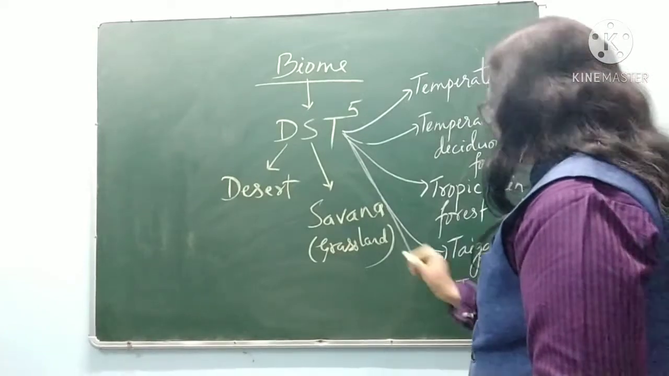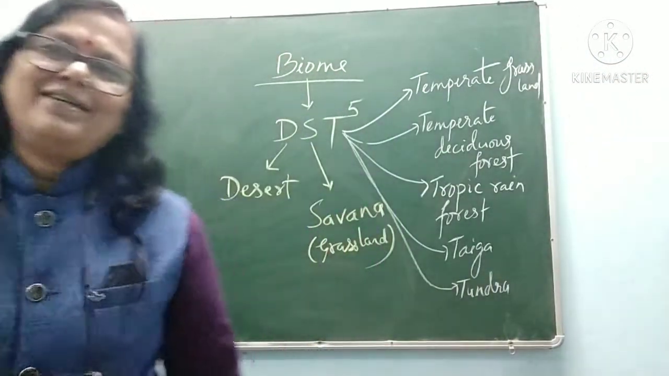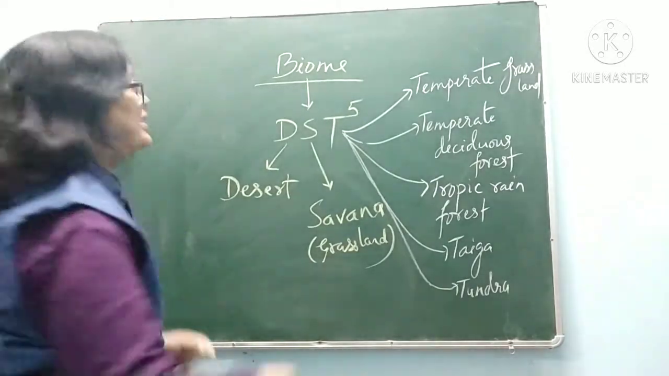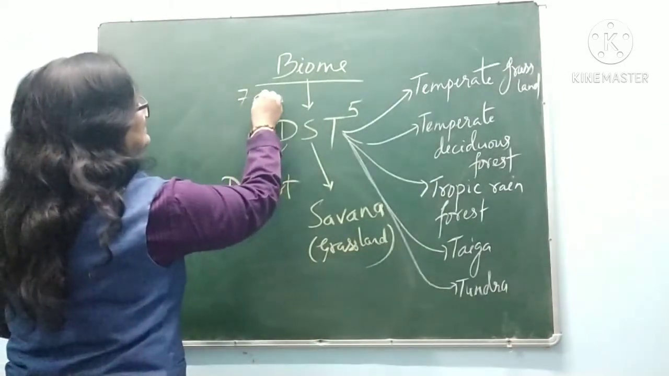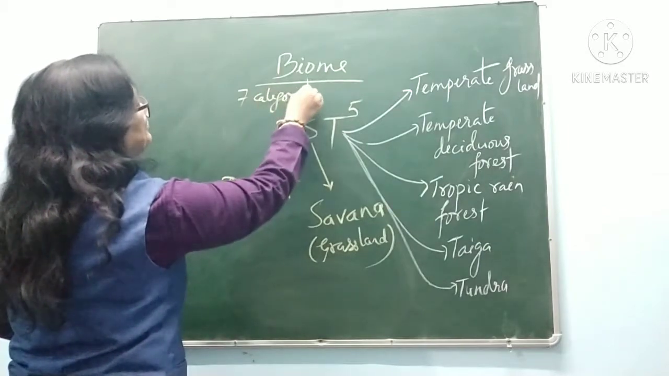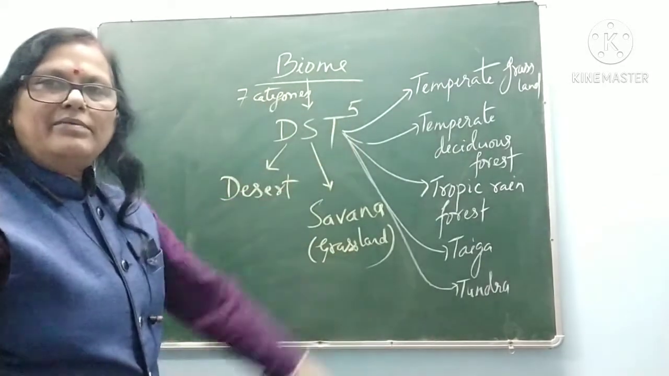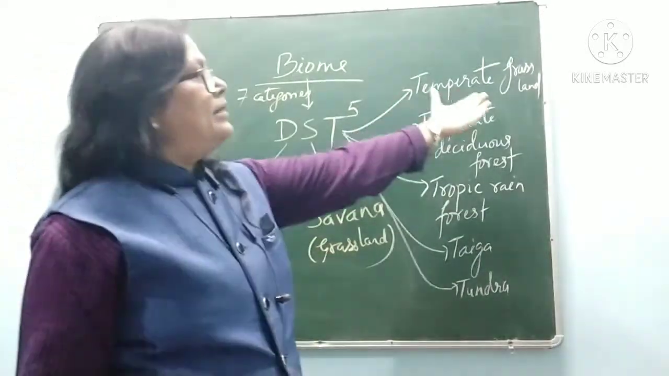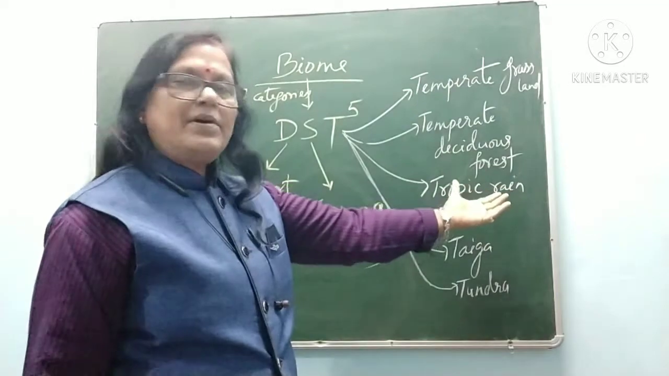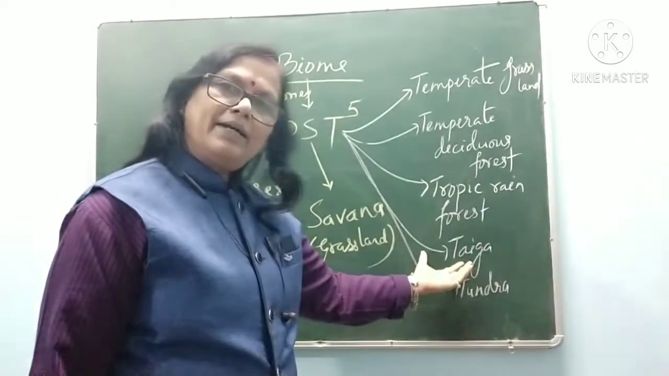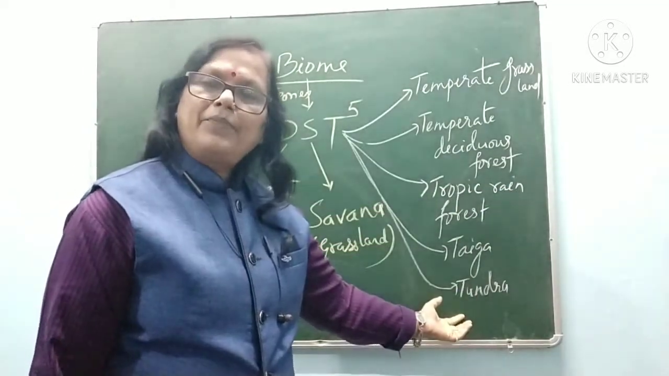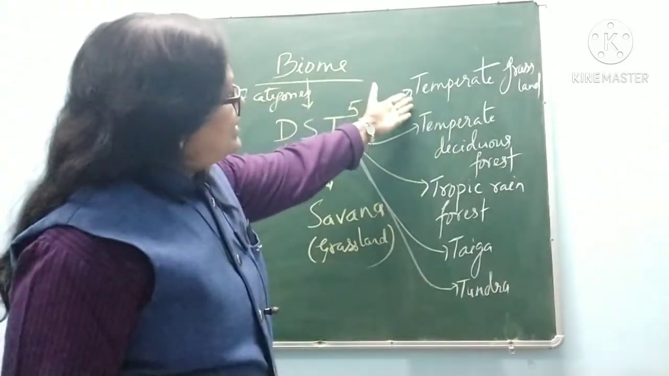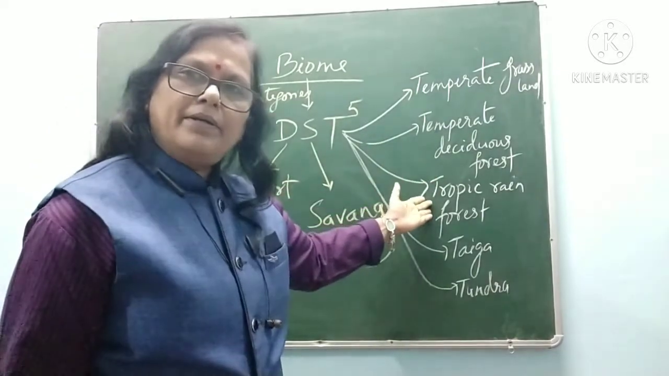By this formula you may remember 7 categories of biome on this biosphere. There are 7 categories. DST to the power 5. Desert, savanna, temperate grassland, temperate deciduous forest, tropic rainforest, taiga, and tundra. Dear student, you have to clear these terms, temperate and tropic.